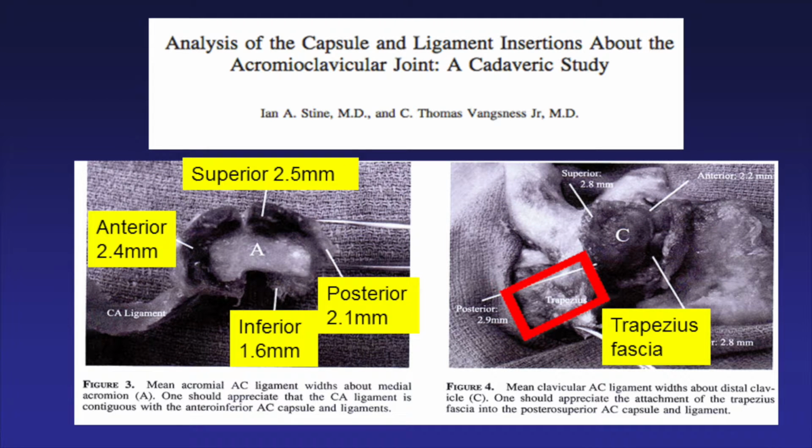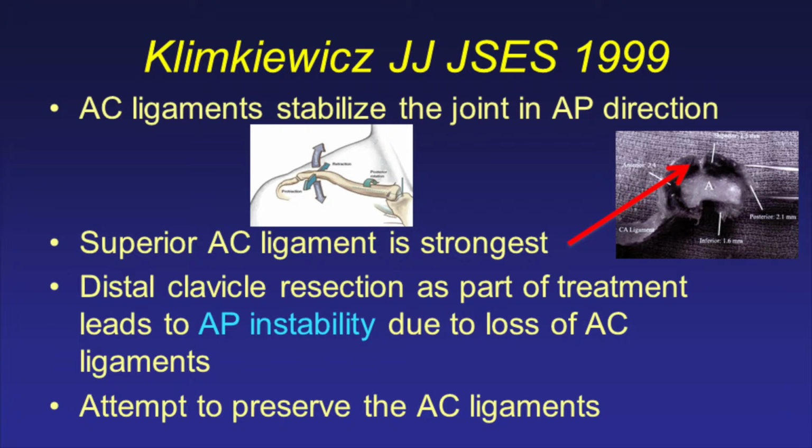When we think of the acromioclavicular joint, it's quite a sturdy structure. The superior aspect of the acromioclavicular joint is 2.5 millimeters, and the trapezial fascia is continuous with the superior aspect of the acromioclavicular joint. Klimkiewicz found that the AC joint ligaments stabilize the joint in an antero-posterior direction, and the superior AC ligament obviously is the strongest, thickest portion of it.